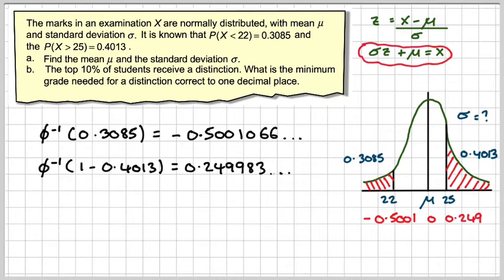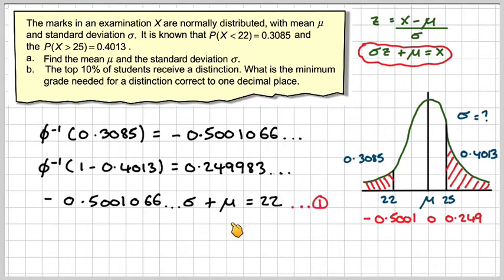Now what we need to do is use this and set up simultaneous equations. So it's going to be sigma times my value of Z, so minus 5.00 times sigma plus mu is equal to 22. And the other one will be 0.249983 sigma plus mu is equal to 25. And we need to solve these simultaneously.